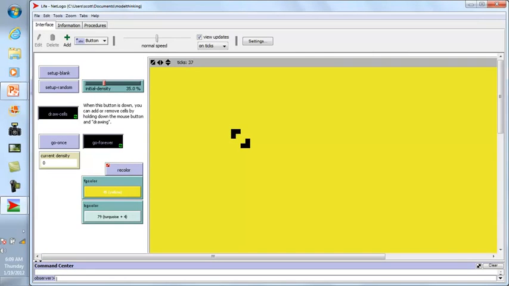We'll let this go forever. Let me slow this down a little bit. And what we see is we get this nice little beacon flashing back and forth. Now this is a lot like the little blinker we had before, going up and down, sideways, vertical, horizontal. And that's a nice little picture, so let's stop it.